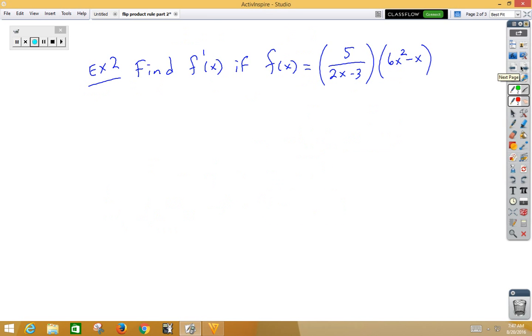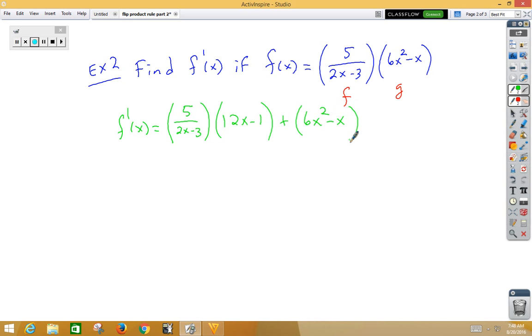In our second example, this time our first function doesn't reduce, so we're going to have to use probably quotient rule. And here's our second function. So we have f prime of x is equal to first function, 5 over 2x minus 3, times the derivative of our second function, 12x minus 1, plus our second function, 6x squared minus x, multiplied by the derivative of the first function.